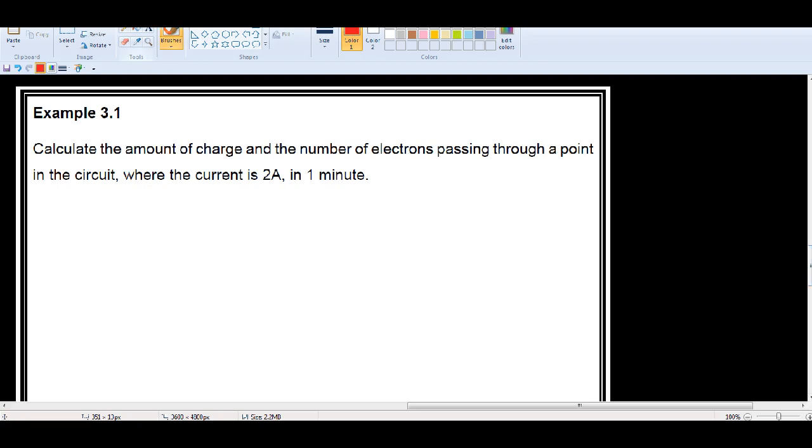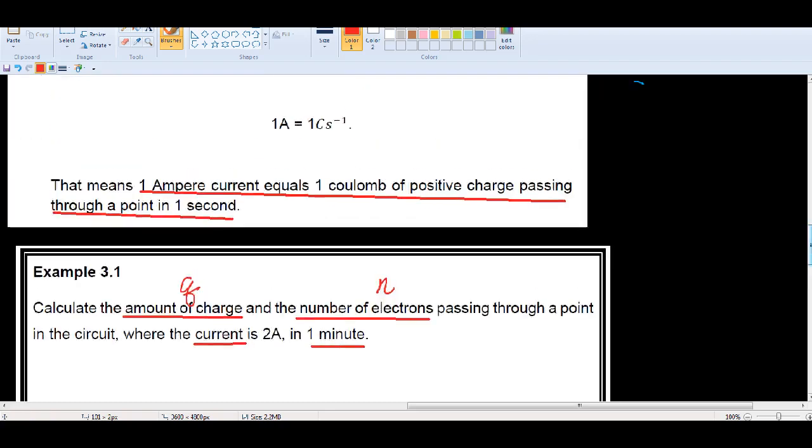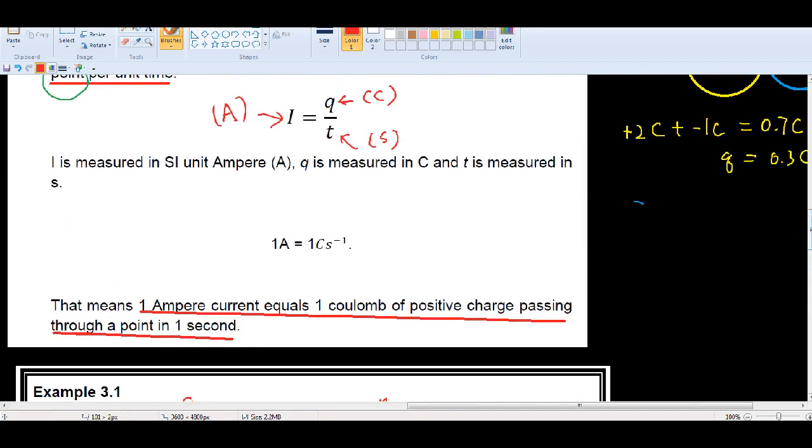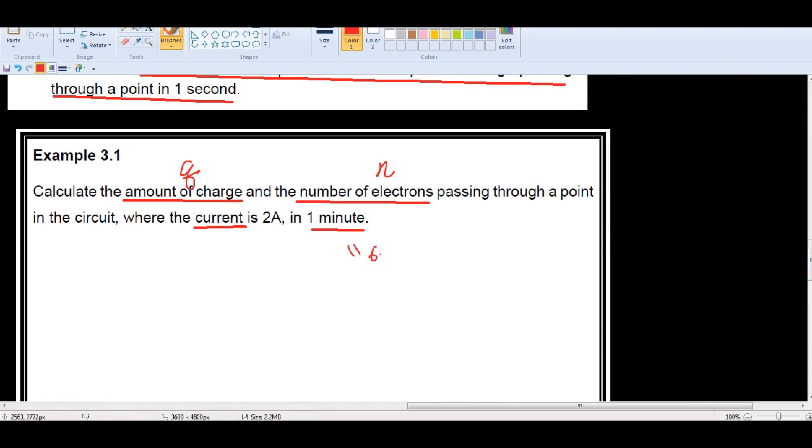Calculate the amount of charge and the number of electrons passing through a point in the circuit. Okay, so it's about the charge, which is Q. Also, you need to find the number of electrons, which we call N, where the current is 2 A in 1 minute. So possibly you are given current, also you're given time, and of course because we know for current, the unit for time is seconds, so I need to change 1 minute into 60 seconds.